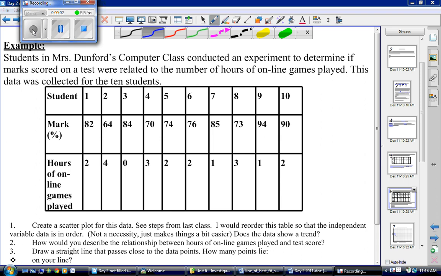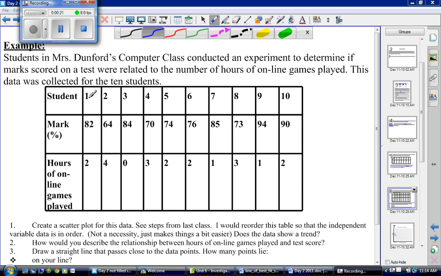Okay, we're on page 2 of your handout now, and we're on the section to do with an example. So this is hypothetical. Students in Mrs. Dunford's computer class conduct an experiment to determine if marks scored in a test are related to the number of hours of online games playing. This data was collected for 10 students.